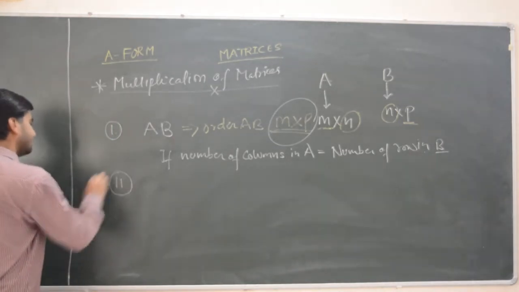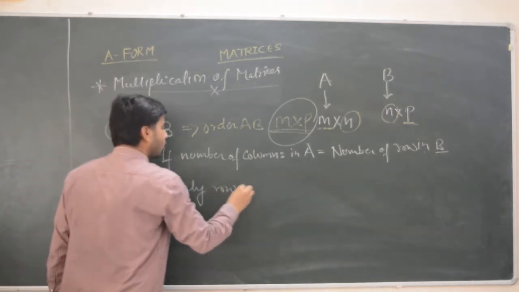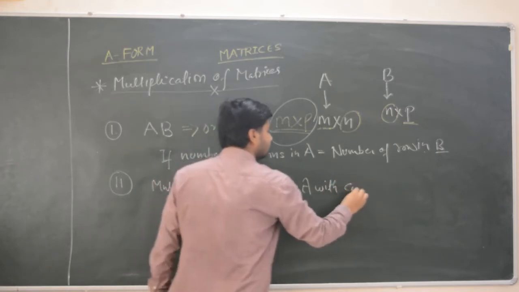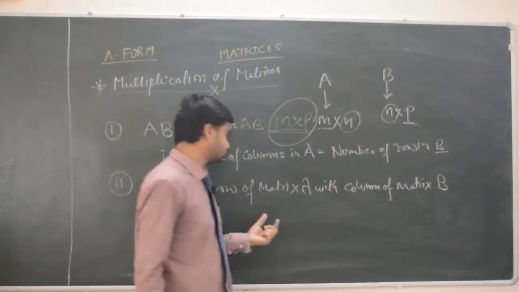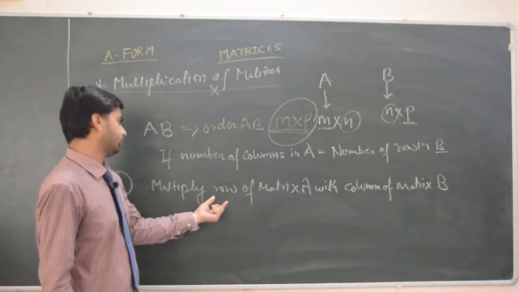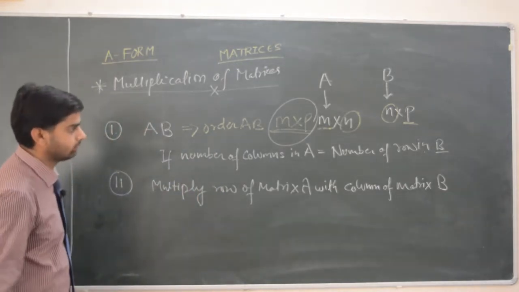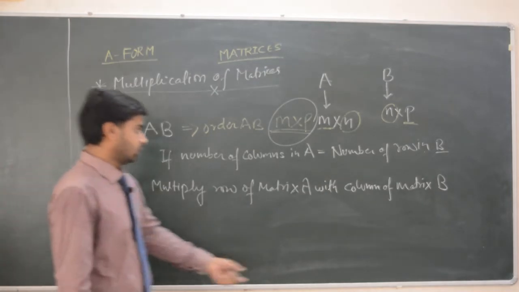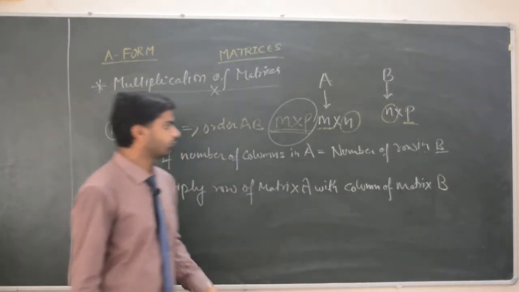And second, how will we multiply? We will multiply rows of matrix A with columns of matrix B. The first row of A is multiplied with the first column of B, and the numbers we get after multiplying, we add. That will be the element C11, first row and first column. The product of the first row with the second column will give us C12.